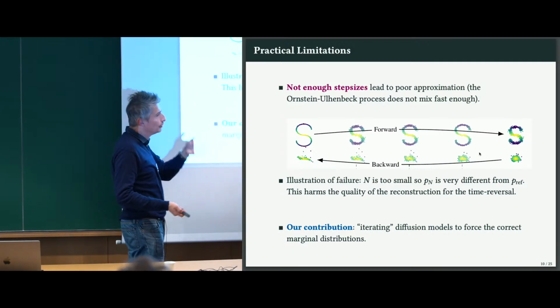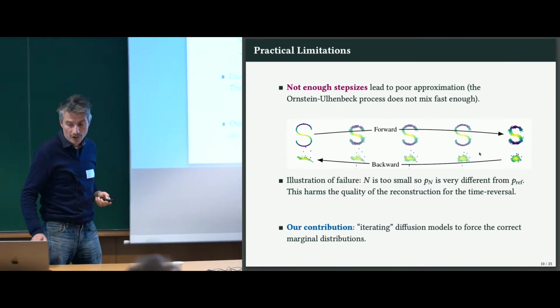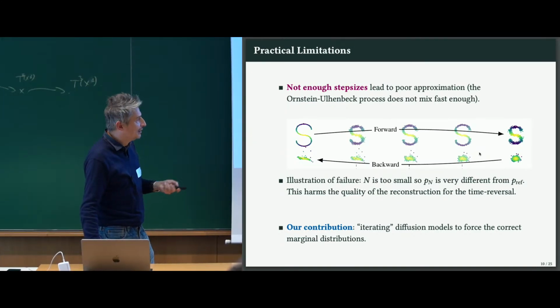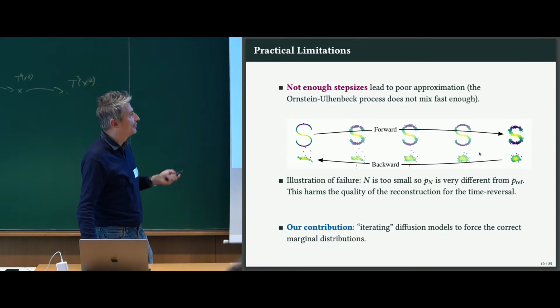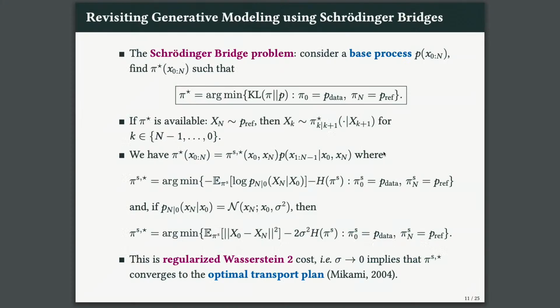If you really want these techniques to work well, you need to have moved towards something that is roughly Gaussian, and it means that the cost to pay is that the backward simulation takes a long time. So what can you do? Well, you can try to reformulate this generative modeling problem as a so-called Schrödinger bridge.